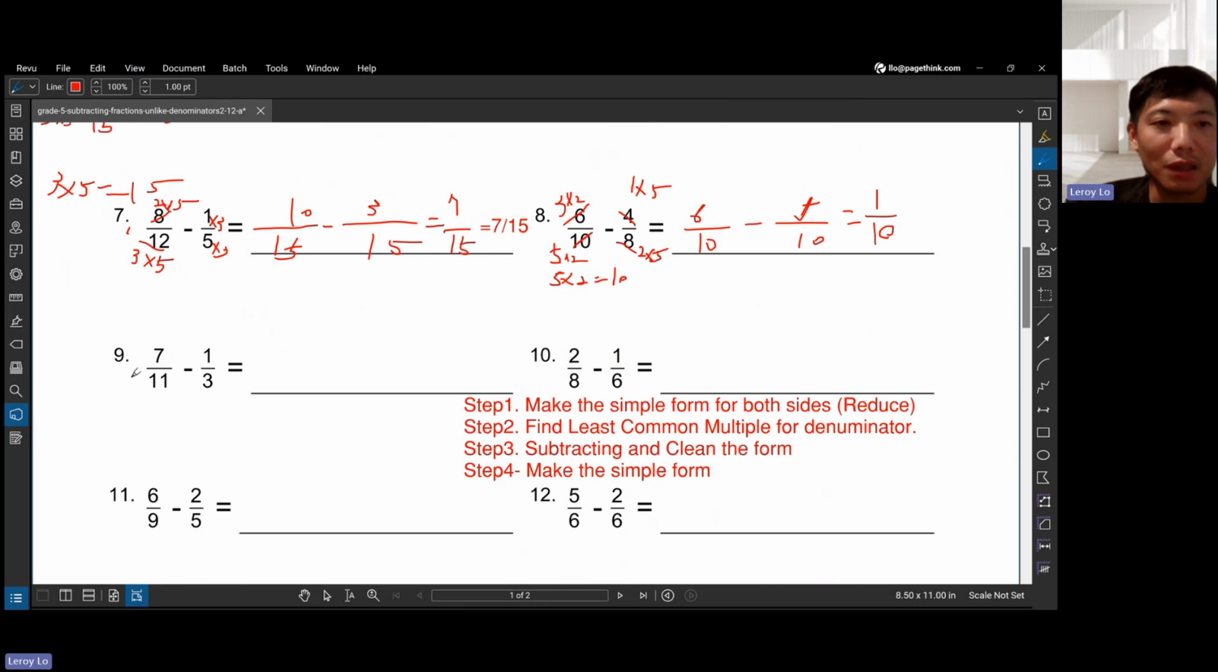Okay, number 9. 7 over 11 minus 1 over 3. We check the steps first. Step 1 is to make the simple form for both sides. 7 and 11, there's no common factor. Common factor will be 1, so that's a simple form already. Cannot be divided more. And 1 over 3, it's already a simple form. Okay, so let's see the next one. So we use 11 times 3, which gives you 33.